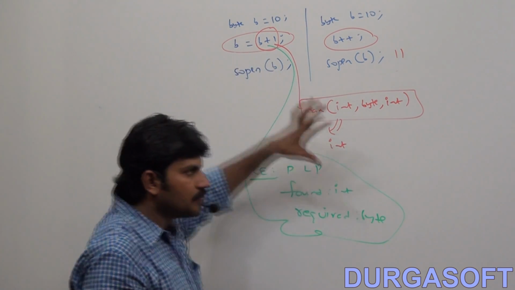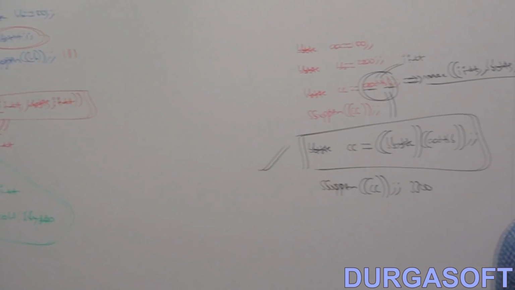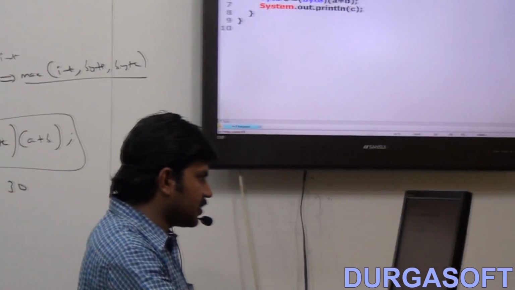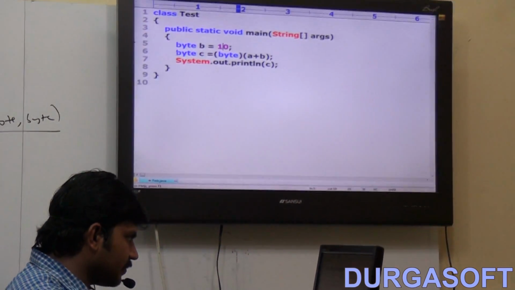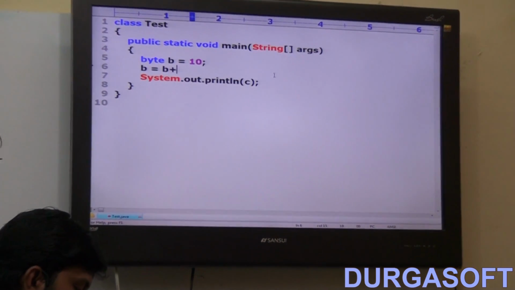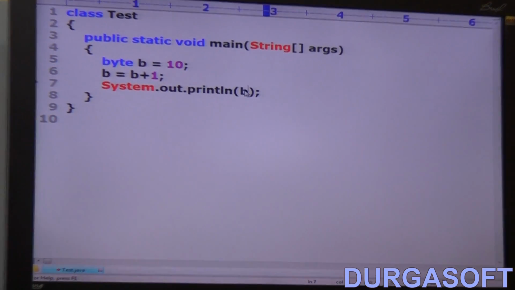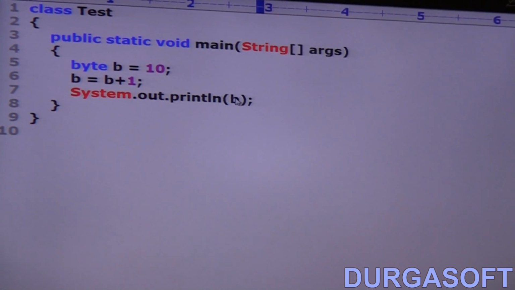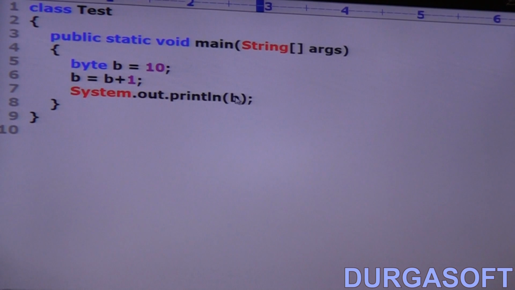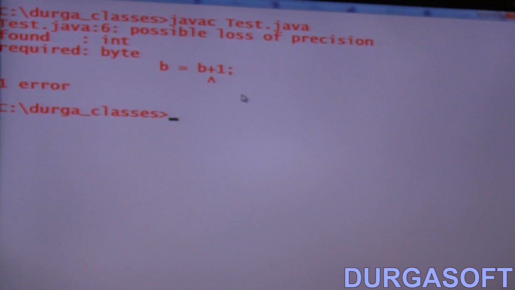Now just observe this one. Let me explain why we are getting the compile time error in the first case. Byte b is equal to 10, b is equal to b plus 1, SOP of b. What is the output we are going to get by default? Compile time error: possible loss of precision, found int but required byte.